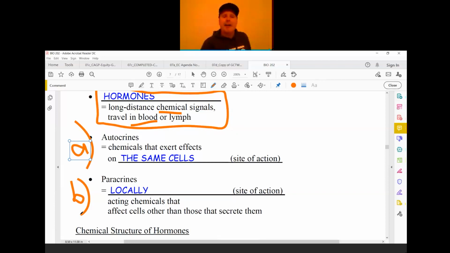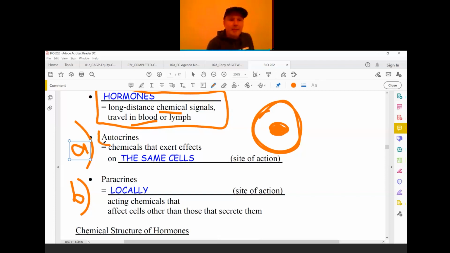Well, autocrines are these chemicals that are secreted. What I'm drawing here is supposed to be a cell. So we have a nucleus and a cell membrane. Autocrines are these chemicals that are secreted by this cell and act on the same cell. They don't even have to leave the cell itself.